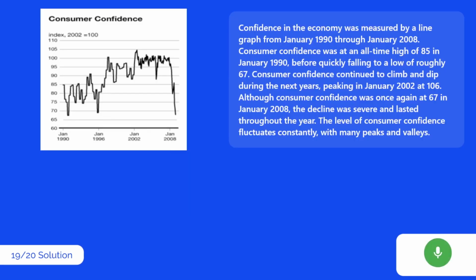Confidence in the economy was measured by a line graph from January 1990 through January 2008. Consumer confidence was at an all-time high of 85 in January 1990, before quickly falling to a low of roughly 67. Consumer confidence continued to climb and dip during the next years, peaking in January 2002 at 106. Although consumer confidence was once again at 67 in January 2008, the decline was severe and lasted throughout the year. The level of consumer confidence fluctuates constantly, with many peaks and valleys.